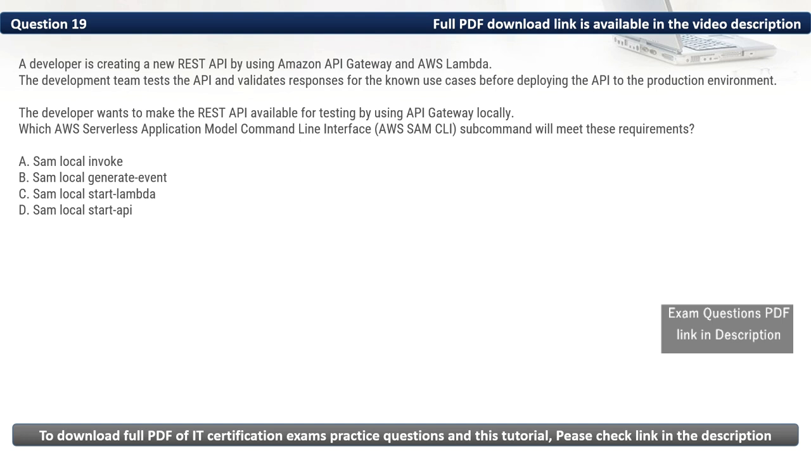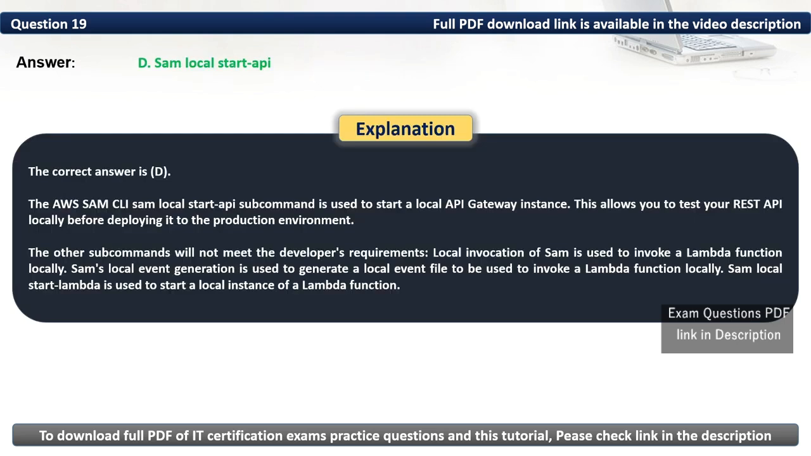Here in this question, the developer wants to make the REST API available for testing by using API Gateway locally. This requirement can be met by using the sam local start-api command. Thus, the correct option is D. The AWS SAM CLI sam local start-api subcommand is used to start a local API Gateway instance. This allows you to test your REST API locally before deploying it to the production environment.